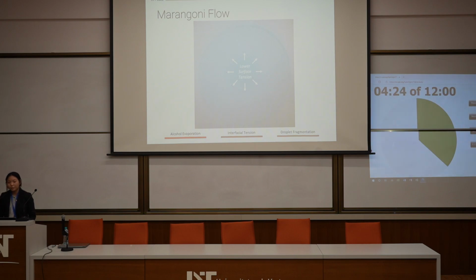In this case, since water has a significantly higher surface tension compared to alcohol, the more alcohol at the center of the droplet will cause it to have lower surface tension, and the edge of the droplet will have higher surface tension due to the higher concentration of water at this part of the droplet. And this surface tension gradient is the main driving factor of the Marangoni flow, leading to the expansion of the droplet.